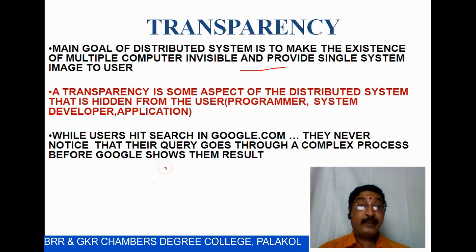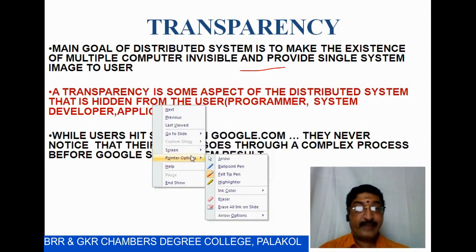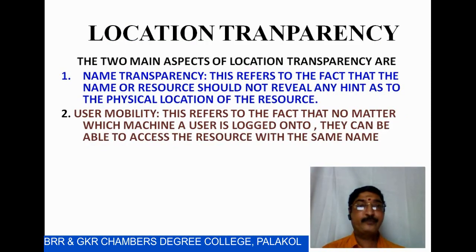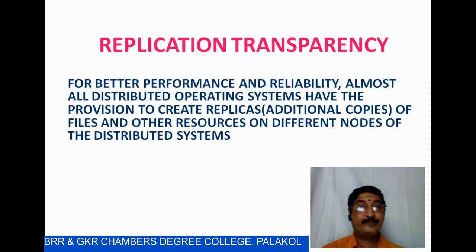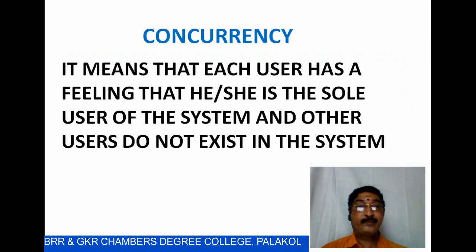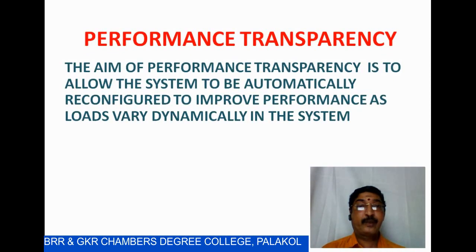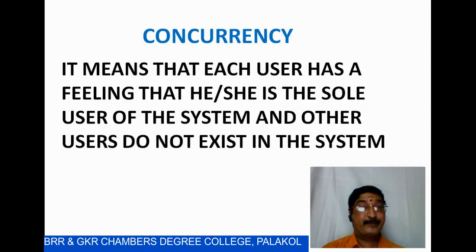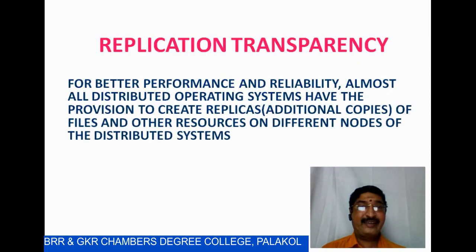And again, this transparency can be discussed in another way. There are several types of transparencies. We have access transparency, location transparency, replication transparency, failure transparency, migration transparency, concurrency transparency, performance transparency, scaling transparency, and these are the different types of transparencies we have. Let us discuss each one.